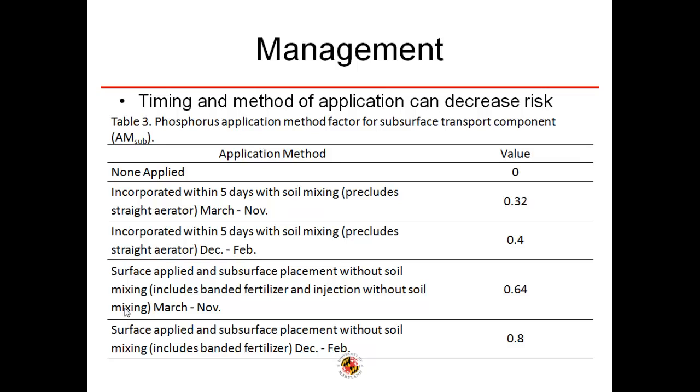So we have these different methods of application and timings for the subsurface factor. If you don't apply any, your risk is zero, obviously. If you incorporate it within 5 days with good soil mixing, you basically decrease your risk by about 70%. If you incorporate it within 5 days with soil mixing, but in the winter time, then you can only decrease your score 60%. So these management practices are actually decreasing your score, right? They're not adding to your score because they're less than 1. And when you multiply, if you have a score of 100, you multiply it by 0.8, your score is 80, right? So these management factors bring your score down. So you look at these factors and figure out how to manage your phosphorus to decrease that risk.